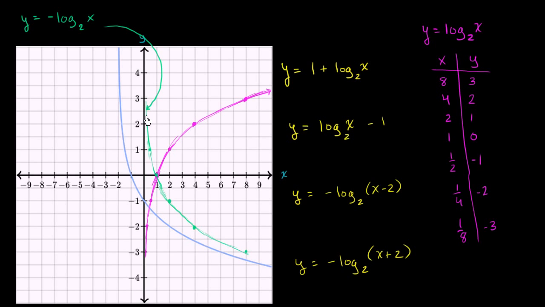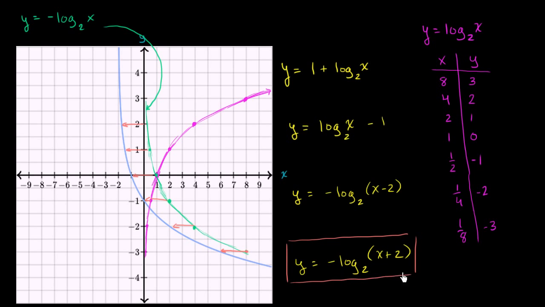So what's the difference between the green graph and the blue graph? Well, if you look carefully, you see that the blue graph is essentially the green graph shifted to the left by 2. We've shifted it to the left by 2. At every one of these points, we have shifted to the left by 2. So how do you shift to the left by 2? Well, you would replace the x with an x plus 2.